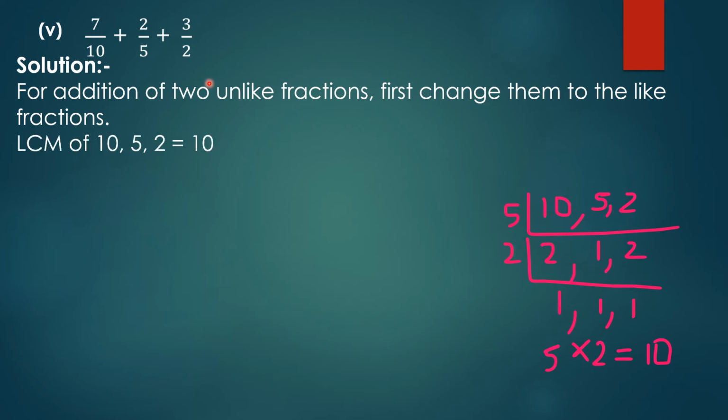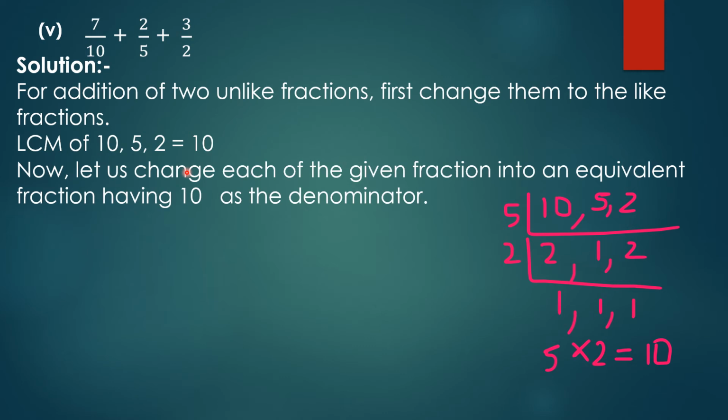So how to convert? We have to take the LCM of 10, 5, 2. So what is the LCM of these three numbers? It is 10. How? Write down 10, 5, 2. So 5 twos are 10, 5 ones are 5 and 2 remains. 2 ones are 2, 1 remains as it is, 2 ones are 2. Therefore 5 into 2 is equal to 10. So 10 is the LCM for 10, 5, 2.